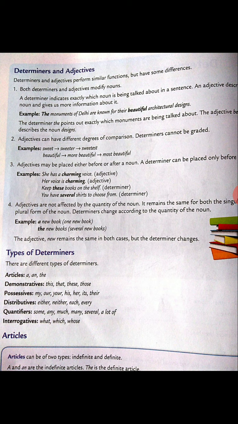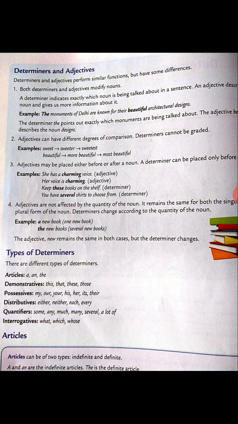For example, the monuments of Delhi are known for their beautiful architectural designs. So, the monuments, we are talking about the monuments of Delhi, children, and we are talking about the noun here, monuments of Delhi, and we are using the. So, the is an article and it is also a determiner.